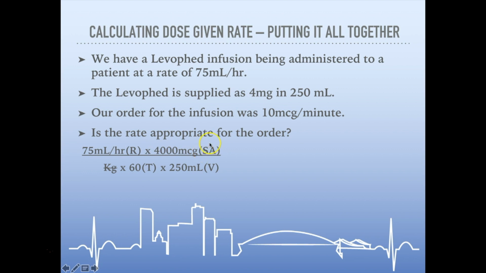So we'll run our top, and then we'll divide it by our bottom, so we have 60 for our time coefficient, and then for our volume, we have 250, so 60 times 250. And when we run the top, 75 times 4,000 is 300,000. We'll run the bottom, 60 times 250 is 15,000, and we'll divide 300,000 by 15,000. And you see that our Levophed is running at 20 micrograms per minute. Seems like our infusion is going a little bit fast and doubled what our order is.